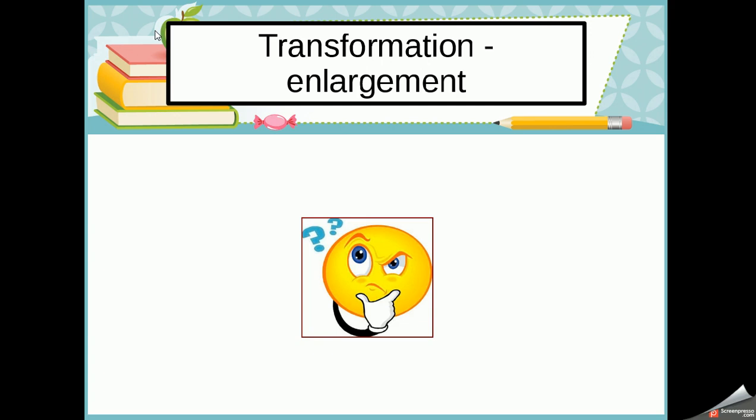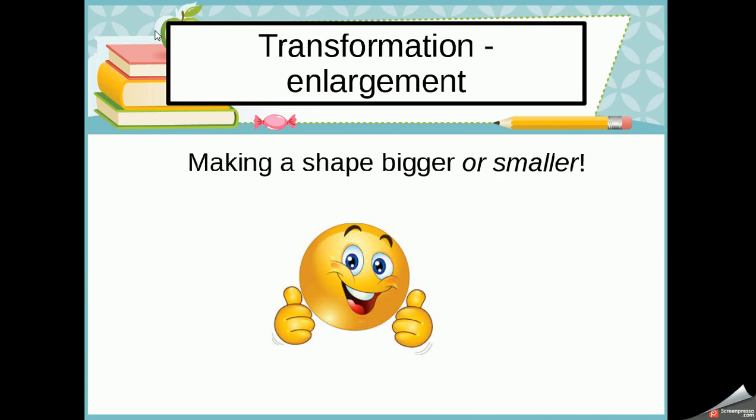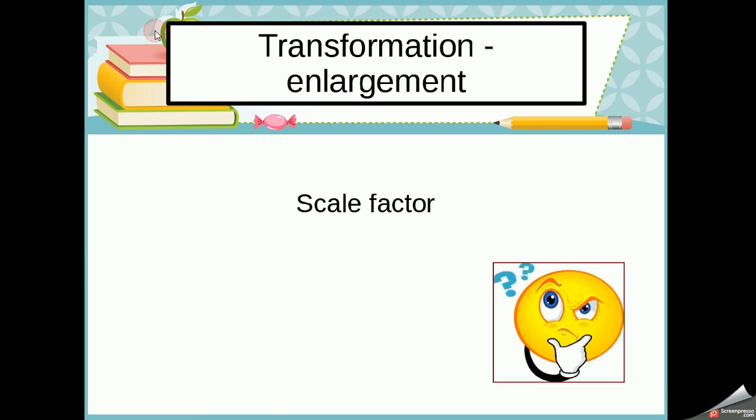The next transformation we're going to look at is something called enlargement. Enlargement is basically making a shape bigger, as you'd expect, or making it smaller, and a lot of people forget that. It needs two bits of information. The first is scale factor. The scale factor is the number of times we're going to increase it. So if I had a scale factor of 2, it's going to get twice as big. However, if I've got a fraction scale factor of half, then it's going to get smaller.